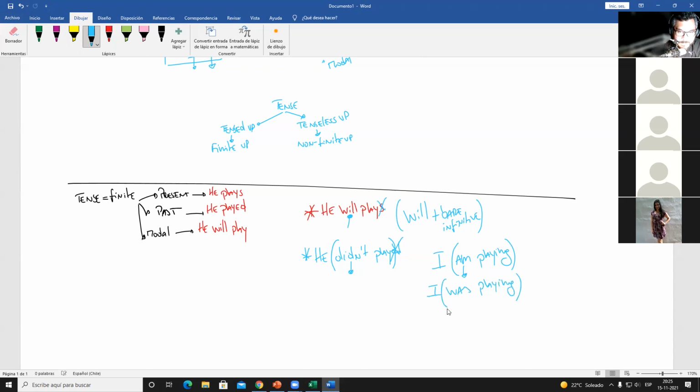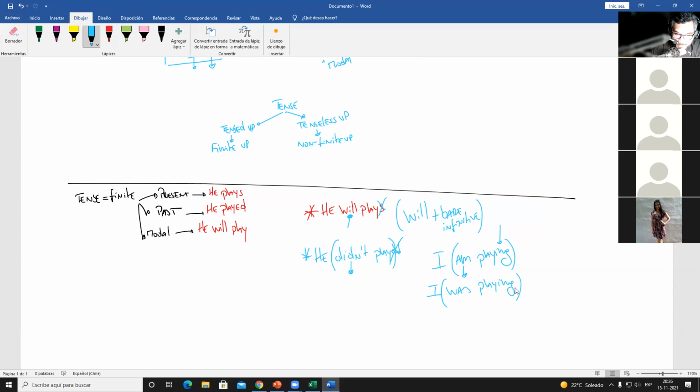Pero ahí, en ese caso, igual está agregando algo al verbo, el ing. ¿No es lo mismo que marca el tense? No, es otra cosa. El ing te dice que la acción todavía no termina. No es un tense, se llama aspecto. Es distinto.